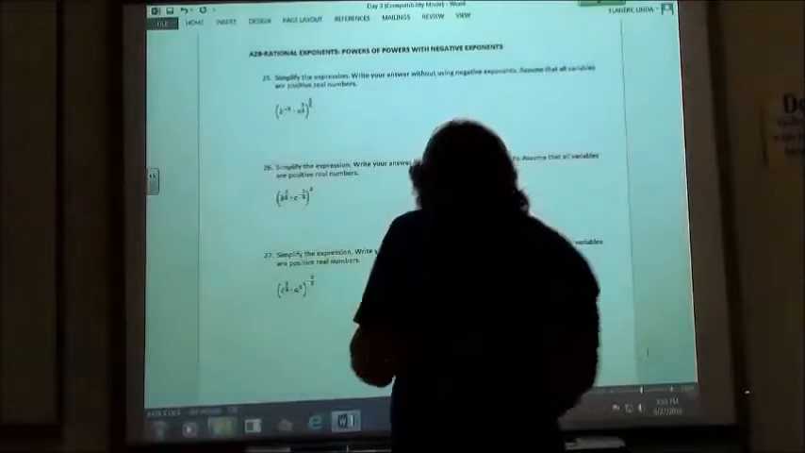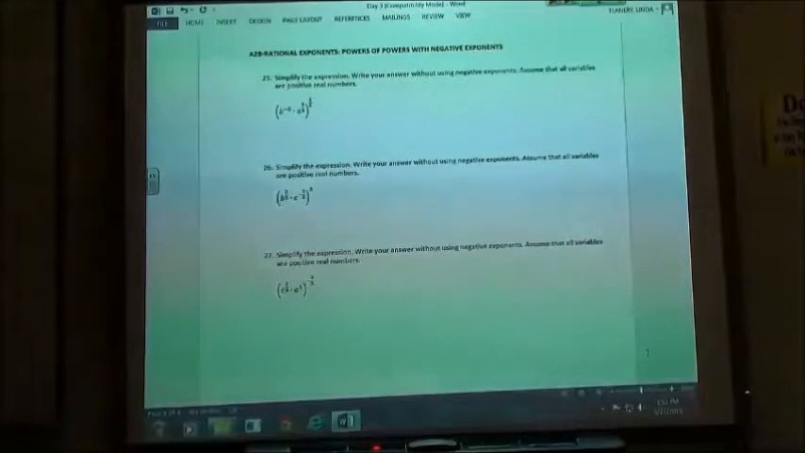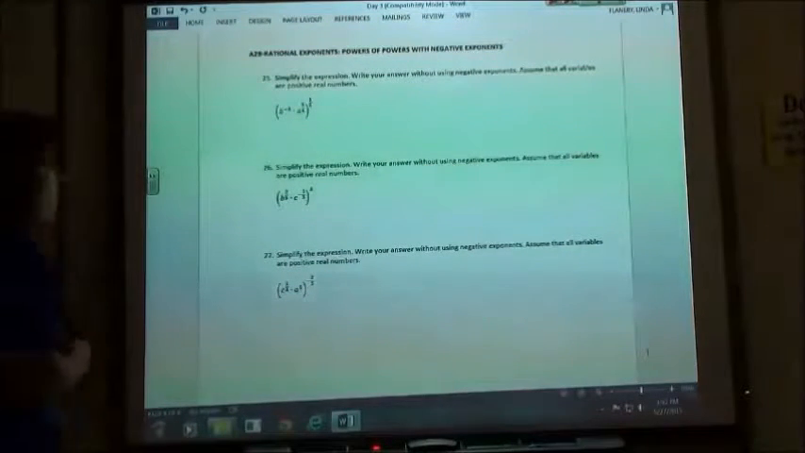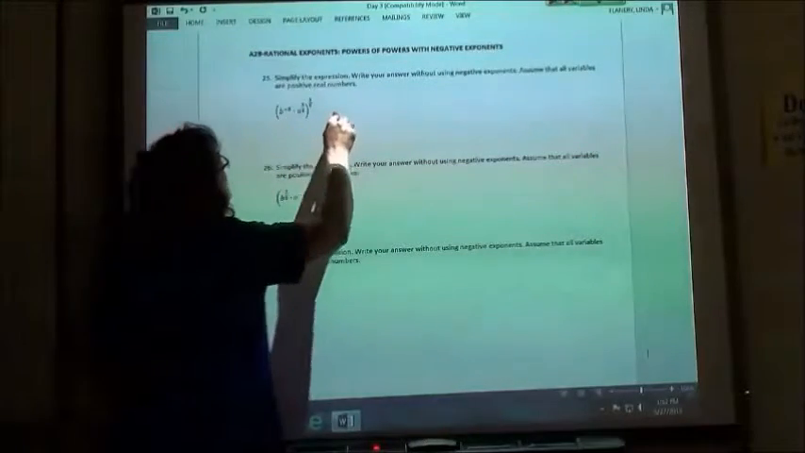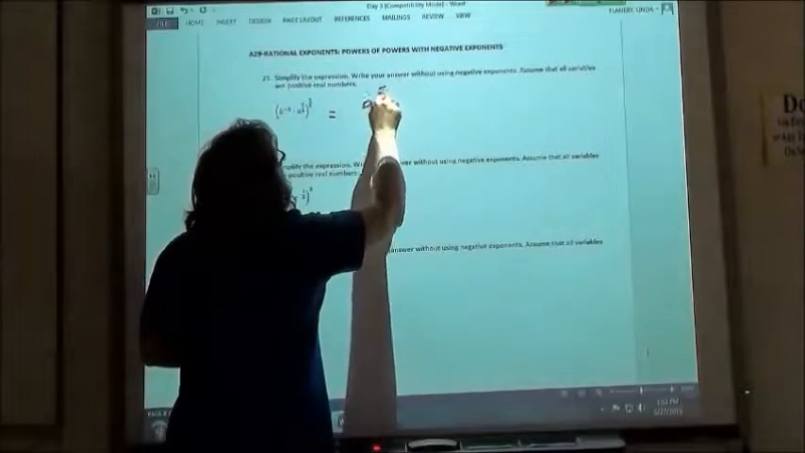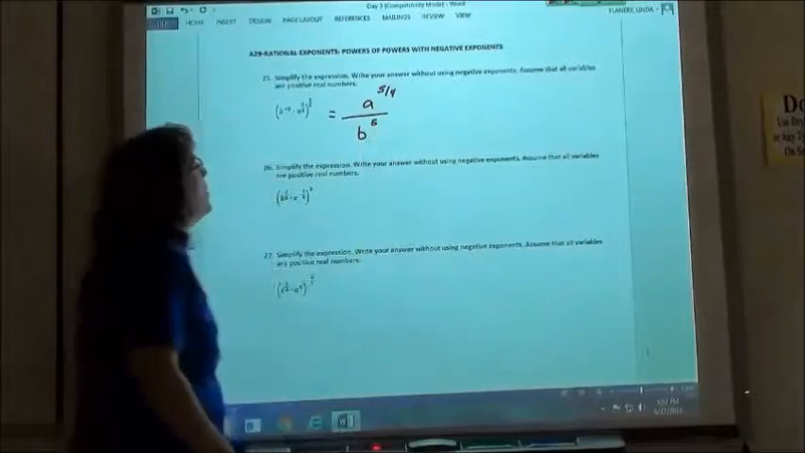25 through 27, we are doing rational exponents, powers of powers with negative exponents. And again, reminding you that when you raise to a power, you multiply the exponents. Now you can either multiply first or get rid of the negative exponents first. I'm going to go ahead and get rid of the negative exponent first. So this is really going to be a to the 5/4 over b to the 5th power.